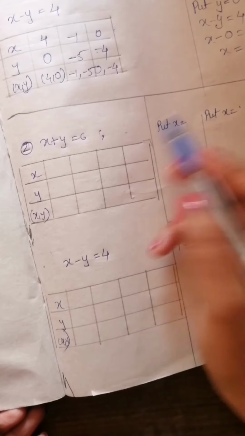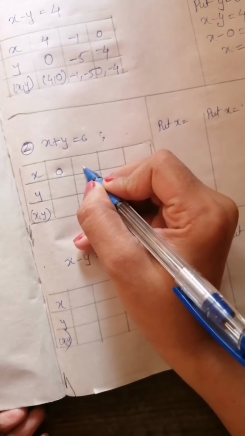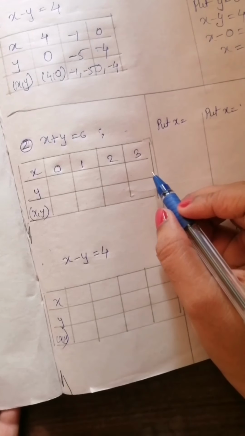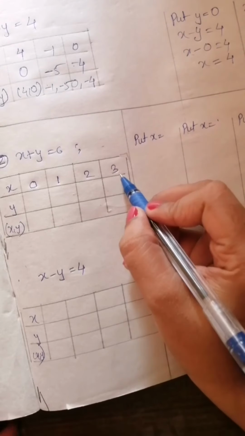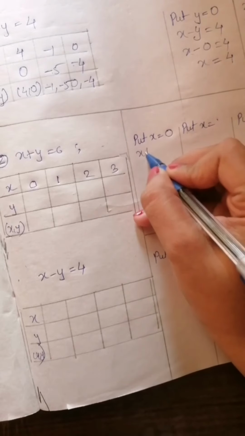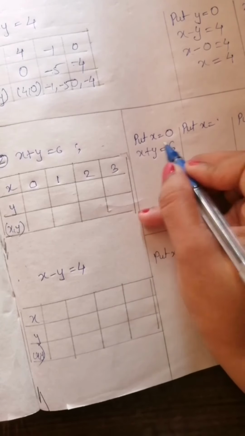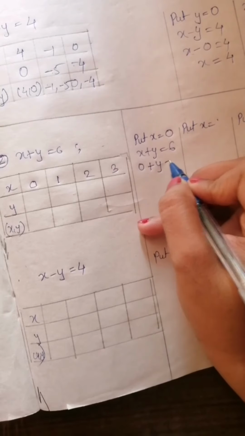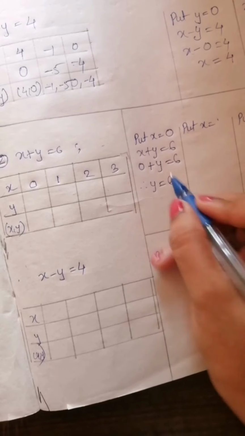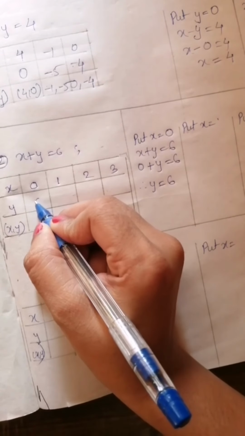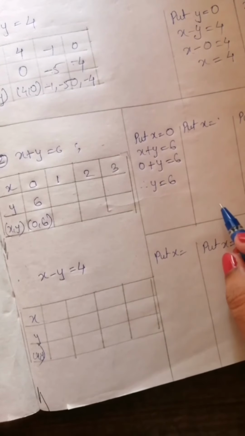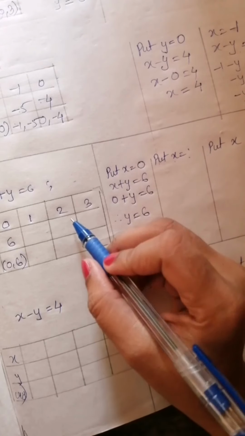Now start solving. Put x equal to any value. I will take 0, 1, 2, 3. I choose these numbers; you can choose any numbers. Now substitute these values in this equation. So x equals 0. What is the equation? x plus y equals 6. x is 0, so 0 plus y equals 6. Therefore y equals 6. Write down here y equals 6. So the first coordinate is 0, 6.